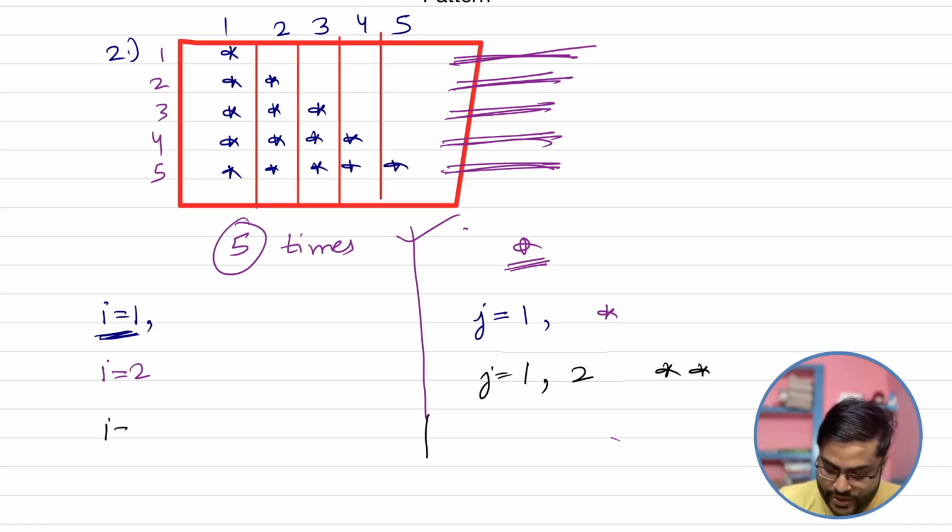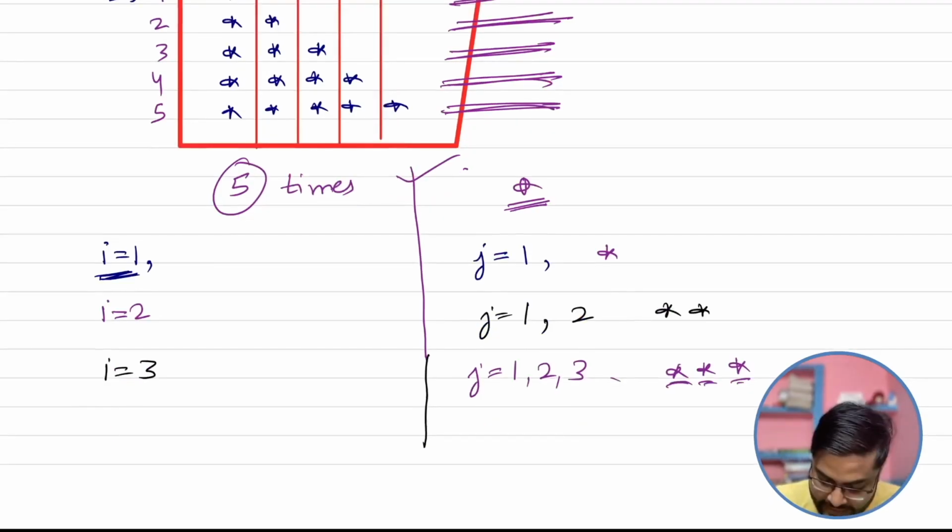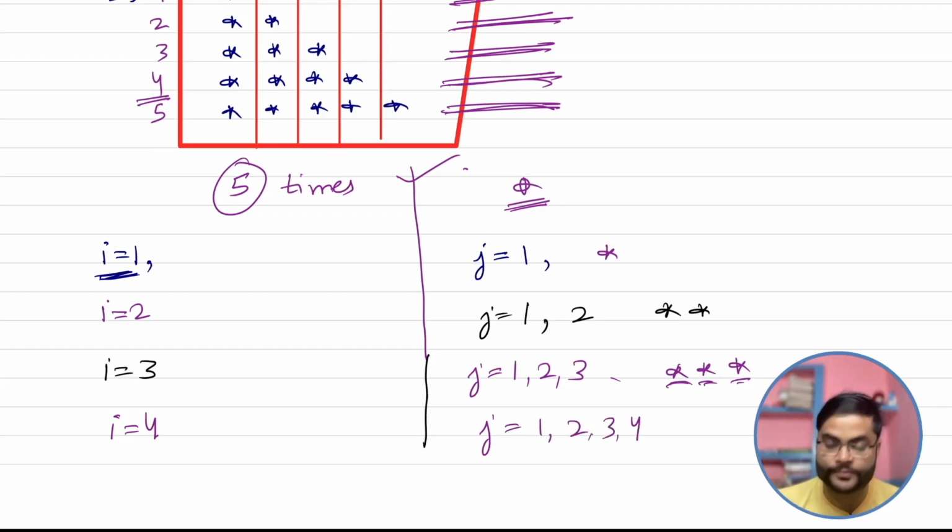Now for I equals to 3, how many times do I want to print it? 1, 2, 3. 3 times I want to print this. So J will run till what? 1, 2, 3. The number of times I want to print these stars in a line will be equal to the number of times the inside loop runs. Okay, when I will be 4, how many times should the J loop run? 1, 2, 3, 4.